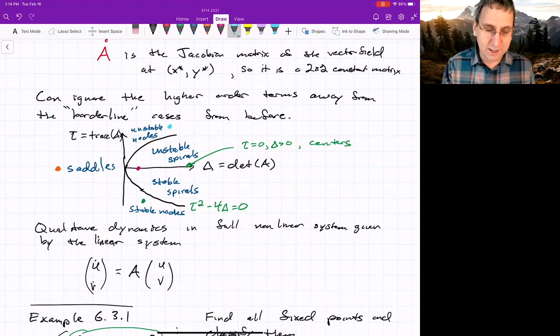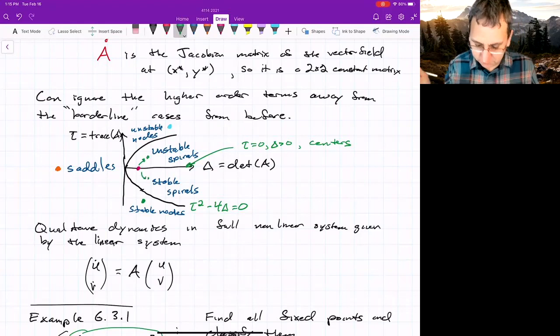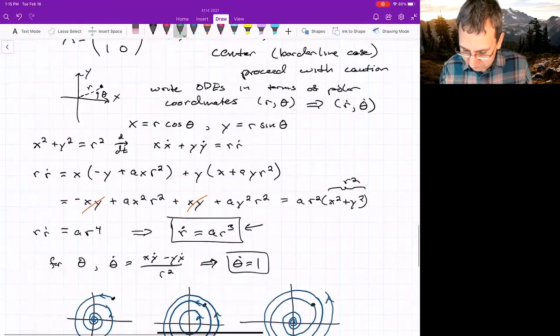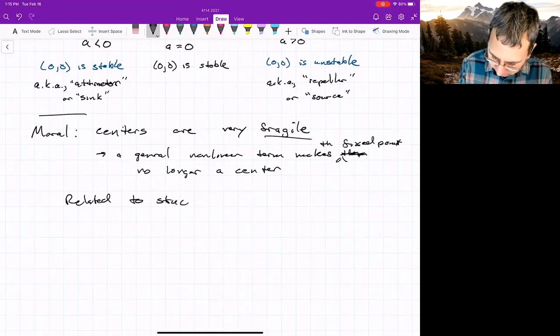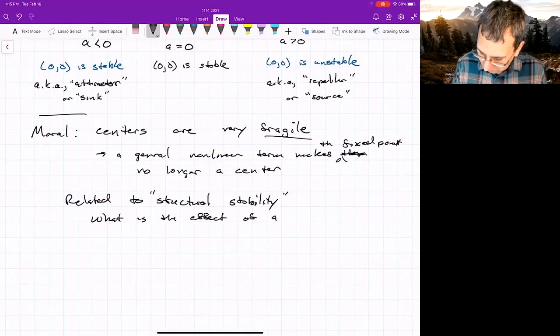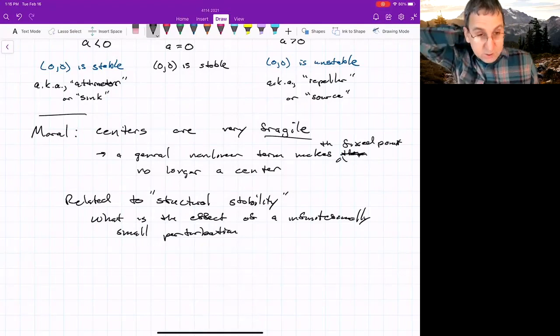The cases on these black lines, if you start there, you could have an infinitesimally small perturbation to the vector field that would move you off. So if I'm a center, an infinitesimally small perturbation will make me go into an unstable spiral or a stable spiral. And that's kind of what we see here. So this is related to structural stability. What is the effect of an infinitesimally small perturbation? The borderline cases are not structurally stable. The center is a borderline case.